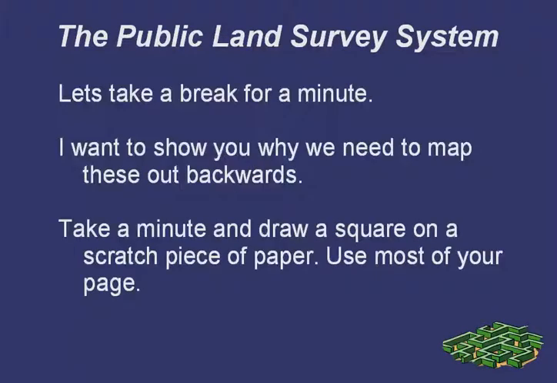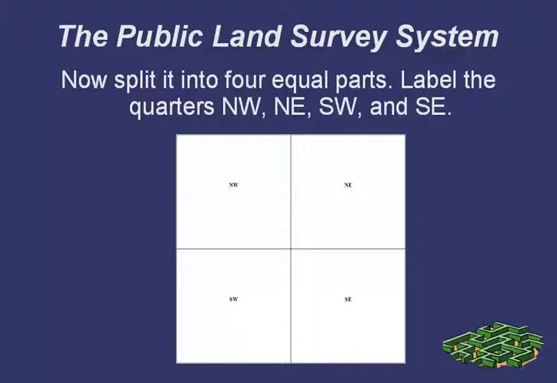Okay. So I'm going to have to take a break for just a minute. I want to show you why we need to map these out backwards. So I want you to do this while you're watching me do it on the video. Take a minute and draw a square on a scratch piece of paper. Use most of the page. Now you split it into 4 equal parts. Label the quarters northwest, northeast, southwest, and southeast.